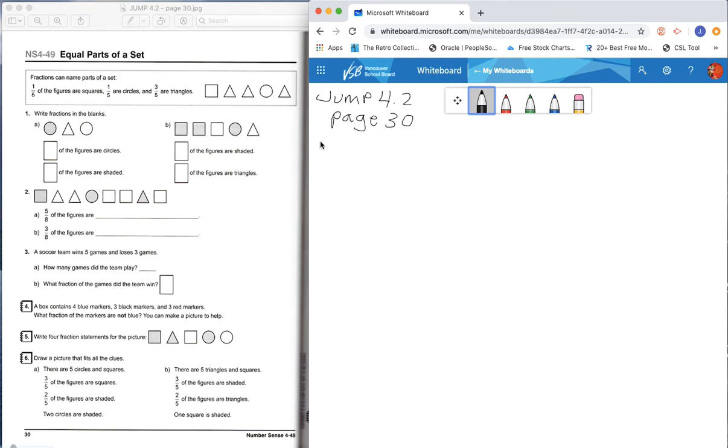Okay, let's look at number 1. Write fractions in the blanks. So we have how many shapes? 3. 1, 2, 3. So all of your fractions are going to have a denominator of 3. Okay? So this is blank of the figures are circles. So let's see, how many circles are there in the set? 2. So you can write 2/3 of the figures are circles.